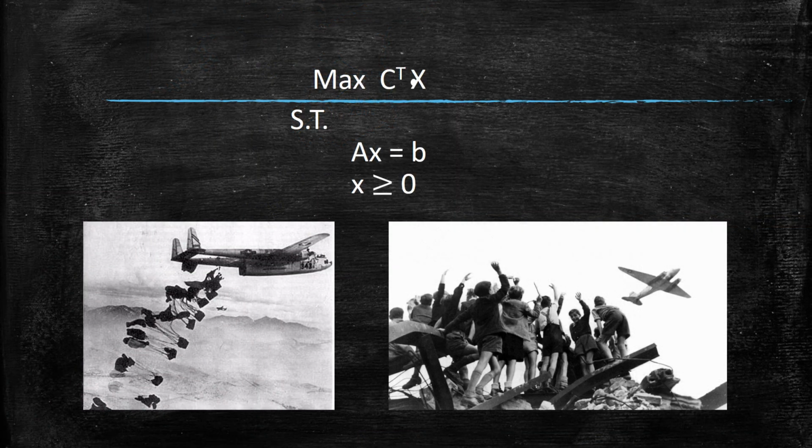Although we did not specifically learn about the simplex algorithm this semester, we did learn about the linear system Ax = b. This is part of the fundamental theorem of linear programming, and without it, the Berlin Airlift would not have been possible.